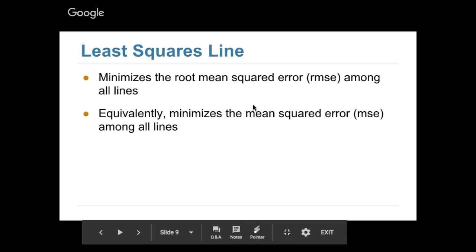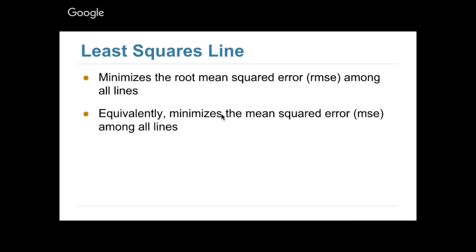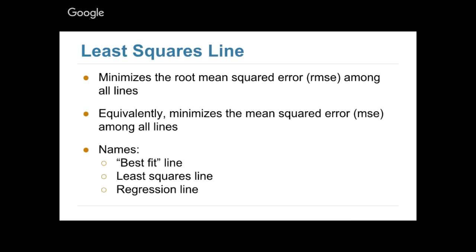So the only difference between this and this is I don't take the square root here, and I take the square root in this case. But either one is about the same, because as long as I find the line that gives me the least error, no matter between these two, I'm going to get the same line, because minimizing the regular error is the same as minimizing the square root of the error. So a bunch of names for the same thing: best fit line, least squares line, regression line. These all refer to the same thing, confusingly enough, but you'll see these being used interchangeably.